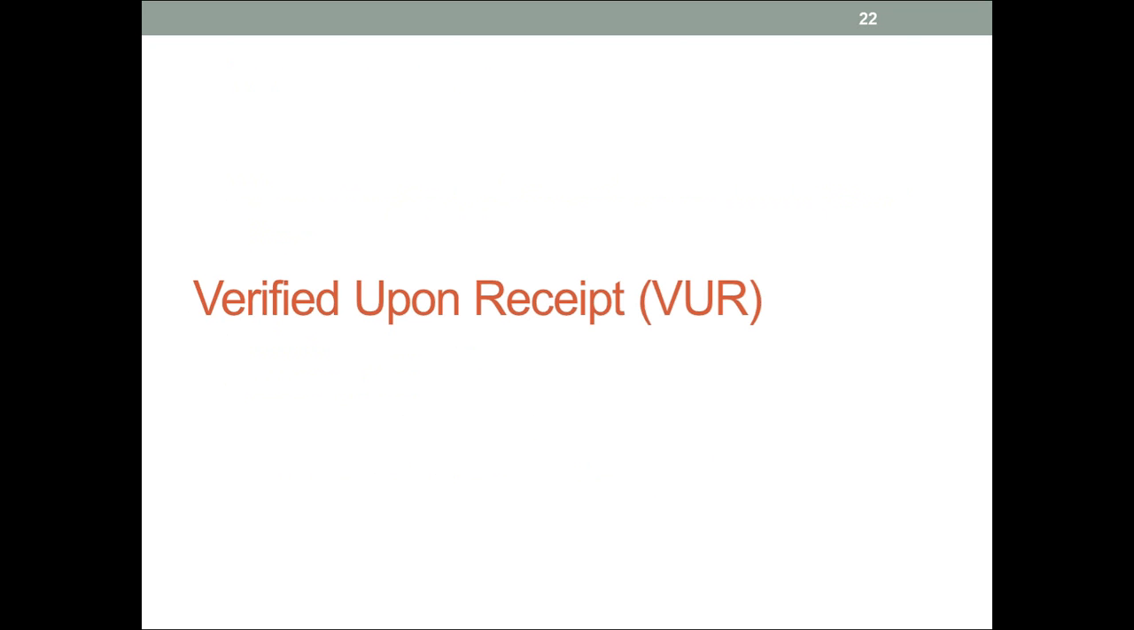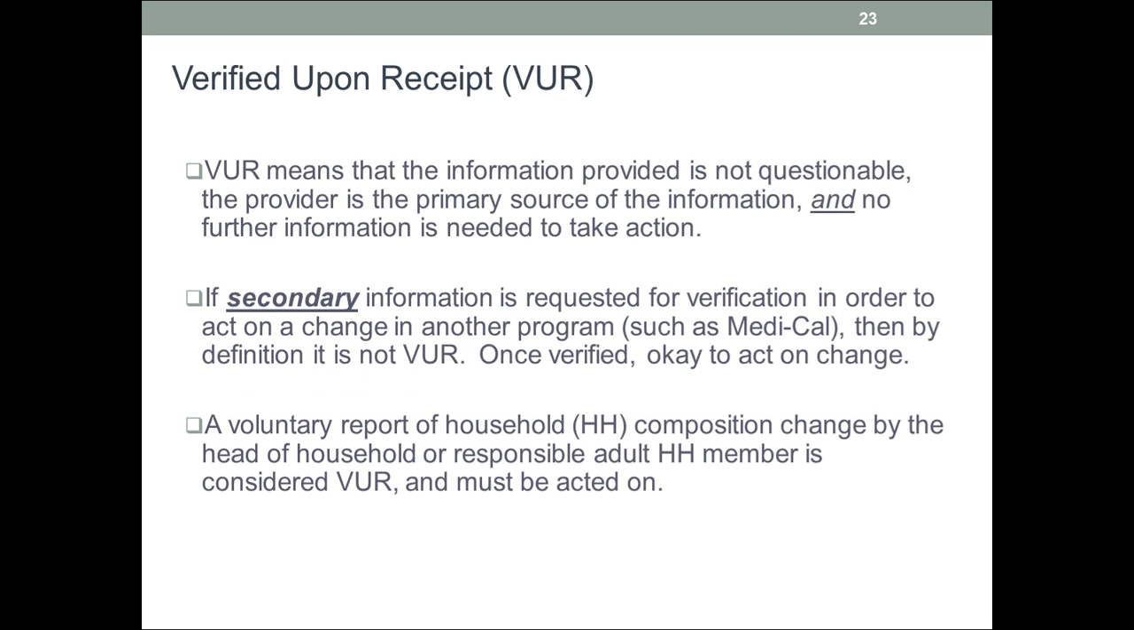So our next section is talking about verified upon receipt. So verified upon receipt is new for semi-annual reporting. And the definition is that information is provided, is not questionable, that the provider is the primary source of the information, and no further information is needed to take action. And so if secondary information is requested for verification in order to act on a change in another program, such as Medi-Cal, then by definition it's not VER.